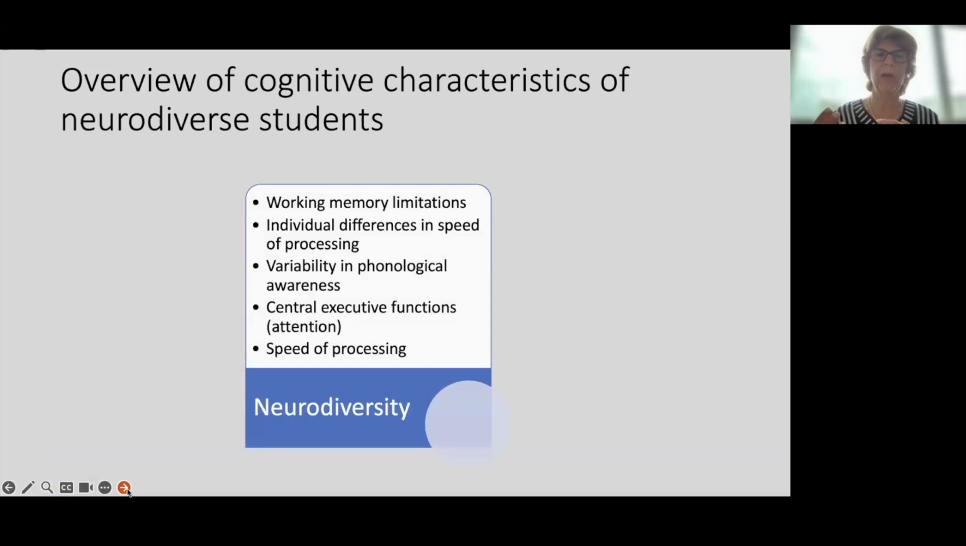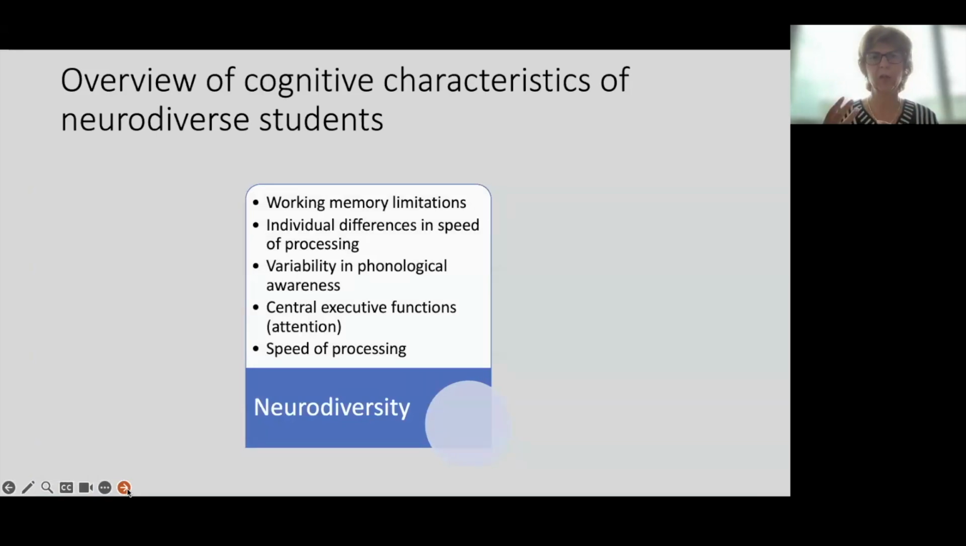These students often have what we call limitations in working memory. They find it a bit challenging to remember lots of information at once and keeping lots of pieces of information in mind. They might be slower processing information. Students with dyslexia, for example, may have challenges with phonological awareness, working with sounds, distinguishing sounds.